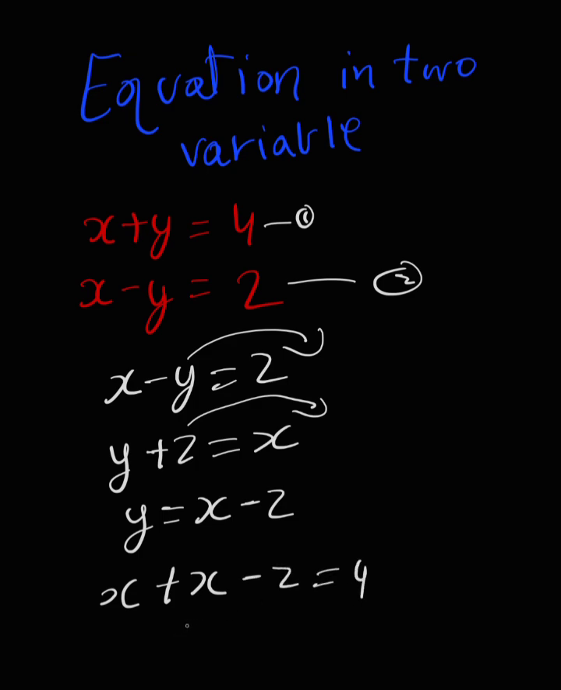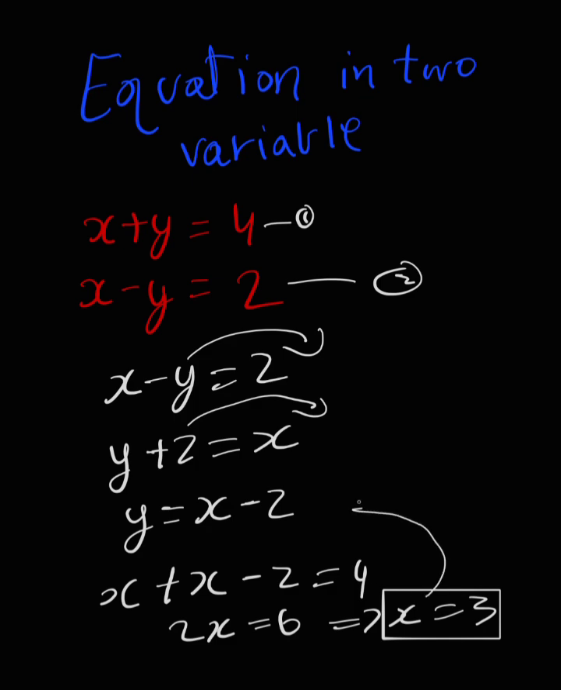This is now a very simple linear equation. 2x is equal to 6. X is equal to 3. If x is equal to 3, we can put this in this equation right here. Y is equal to 3 minus 2. Y is equal to 1. And this is the substitution method.